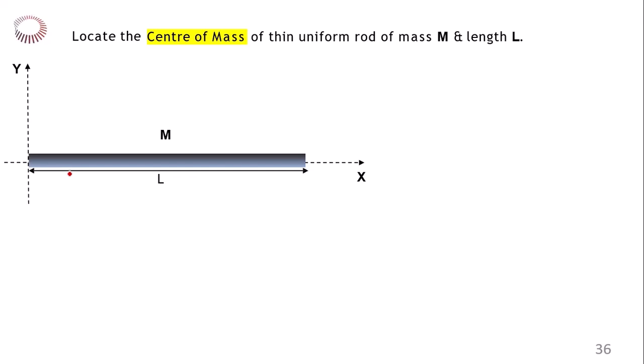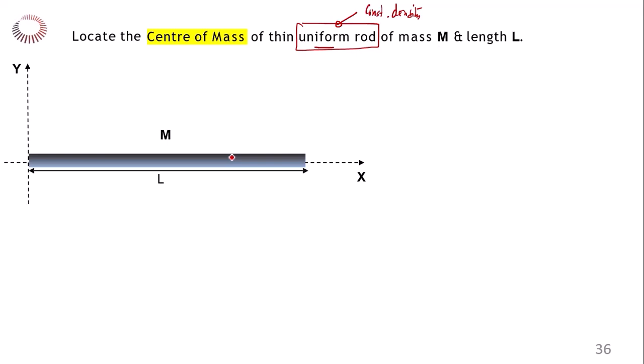Let us say this is the rod. You are asked to calculate the center of mass of the uniform rod of mass m and length l. Whenever the question is given for a uniform rod, that means it is of the same beam. Uniform means constant density. So the center of mass should be at the midpoint of the rod.